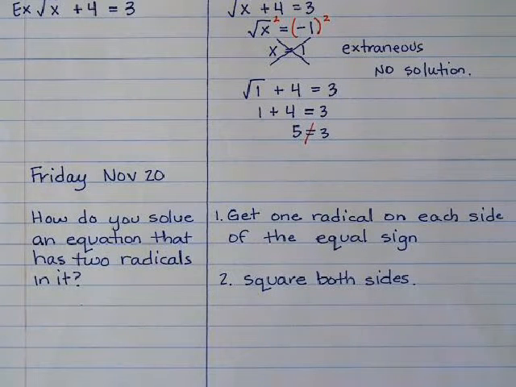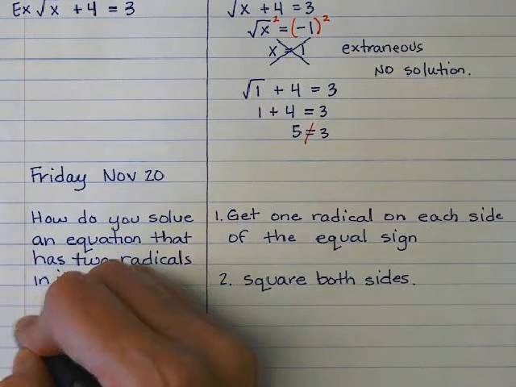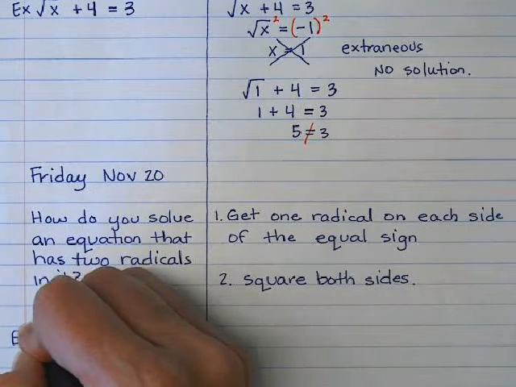Alrighty, so now we're just going to pick up right where we left off yesterday. How do you solve an equation that has two radicals in it? All you have to do is get one radical on each side of the equal sign, and then you square both sides. Let's just do a couple of examples.